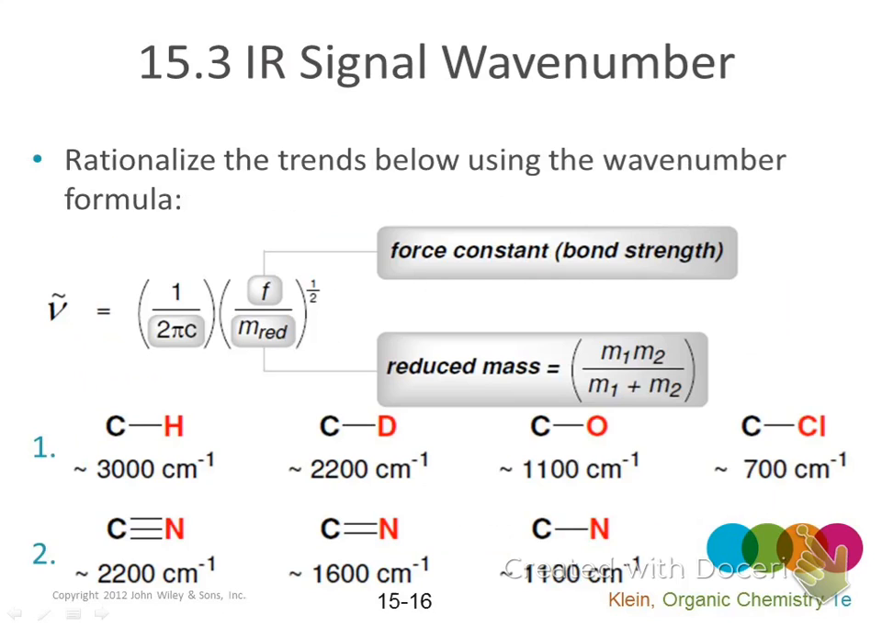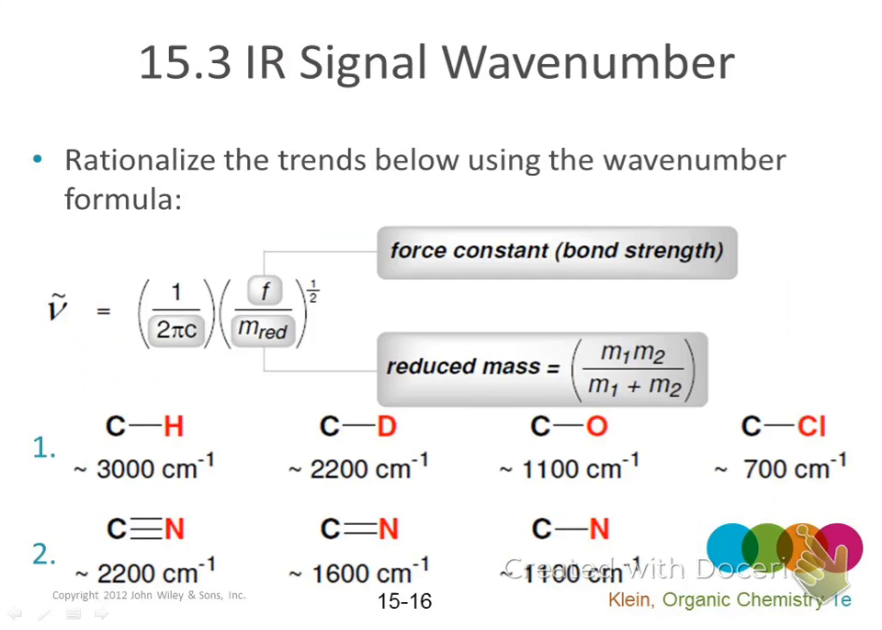So just some examples. This is known as an isotope effect. By making it deuterium, it changes the reduced mass a lot as a percentage, and so you see this big difference in wave numbers. But CH, right, 3,000, CO, 1,100, CCl, 700. Okay, so that's an effect of the reduced mass and the bond strength. They both kind of change.